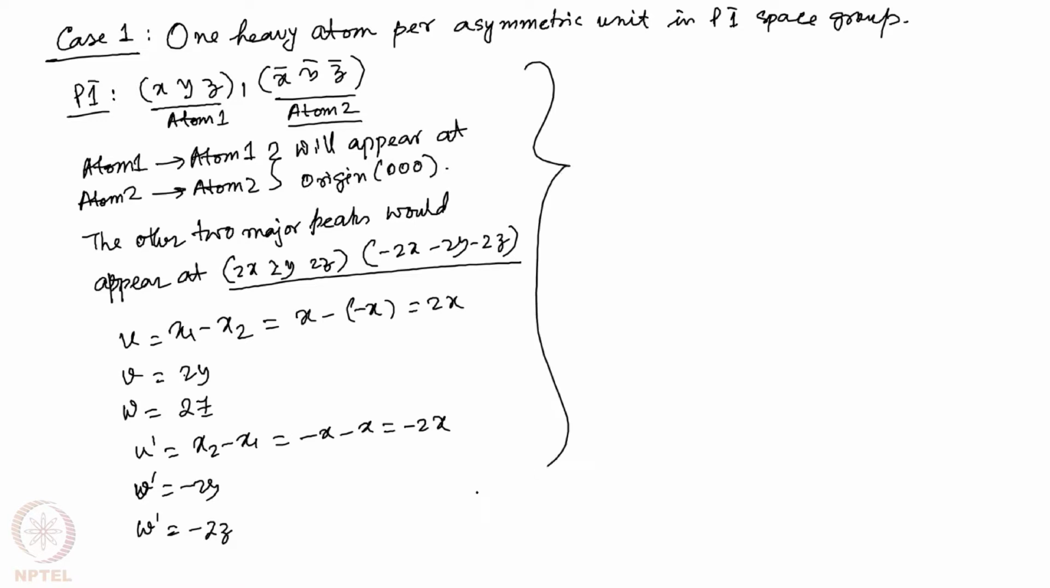So by looking at the Patterson map of a triclinic system and getting the values of 2x, 2y, 2z, one can divide them by 2 and get the values of x, y and z. So this is how one can get the coordinates of the heavy atoms in case of a structure where you have one heavy atom per asymmetric unit in the P1 bar space group.